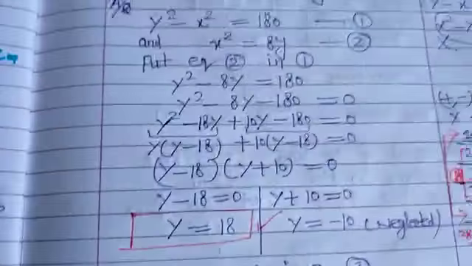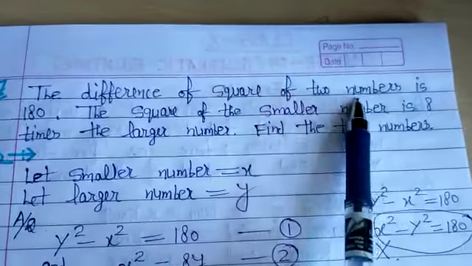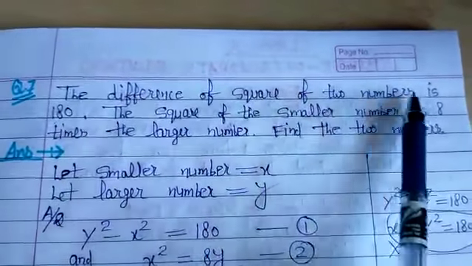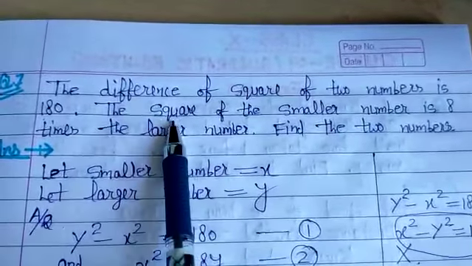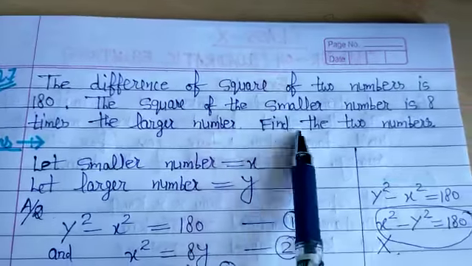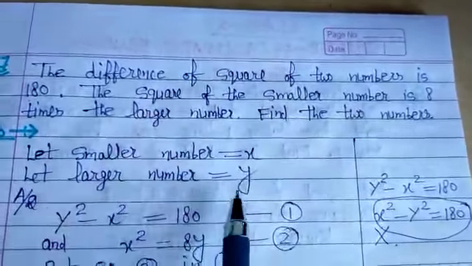Now we will move to question number 7. Question number 7 is here. The difference of the squares of two numbers is 180. The square of the smaller number is 8 times the larger number. Find the two numbers. So one is the larger number and one is the smaller number.